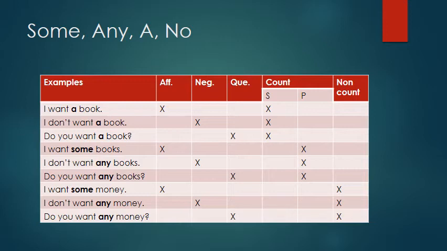Now, we're going to look at plural count nouns. I want some books, I don't want any books, and do you want any books? In the first one, some is used with an affirmative sentence. In the second one, any is used with a negative, and then in the question we also have any as well. And then the last group is all non-count. We have I want some money, I don't want any money, and do you want any money? In this case, some is used with the affirmative, and any is used with the negative and the question.